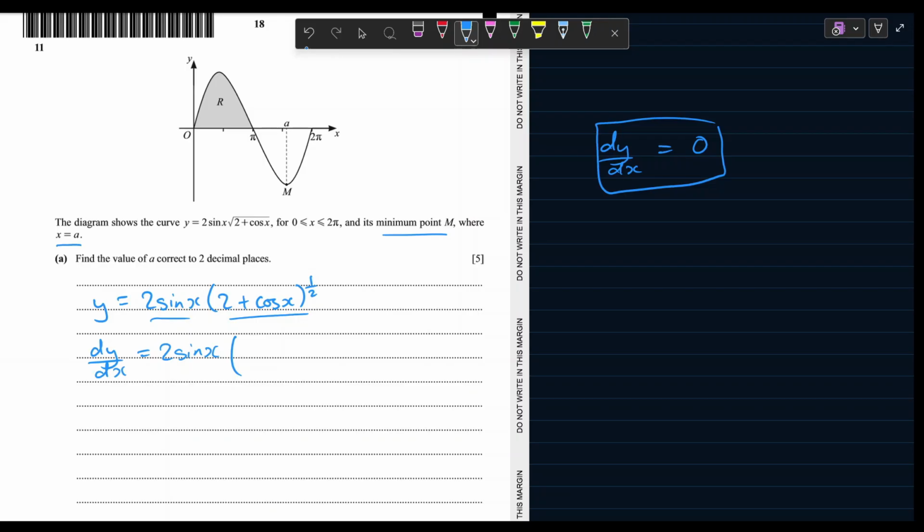Let's start by bringing the half down. So you've got half times 2 plus cos x. Subtract 1 from the power, so that's negative a half, multiplied by differentiate the inner function. So differentiate 2, you get 0. Differentiate cos x, you get negative sine x. Okay. Plus, now we're going to hold the 2 plus cos x to the half. So I'll write it here, 2 plus cos x to the half. And then you differentiate your 2 sine x. If you differentiate 2 sine x, you get 2 cos x.